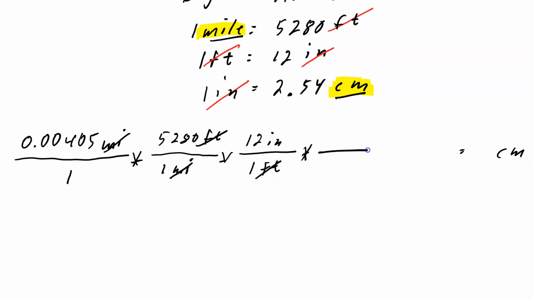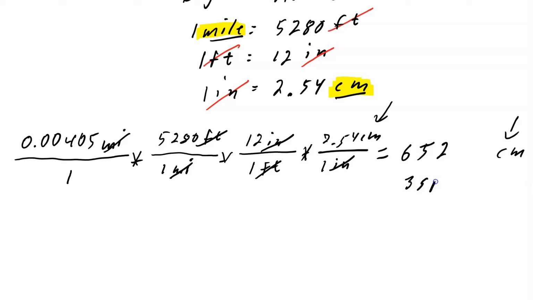And now my last conversion factor, inches to the desired centimeters. I need inches downstairs, 1 inch downstairs, 2.54 centimeters upstairs. Inches cancel. I now have my desired centimeters upstairs alone, which is my unit for my answer. So we're actually okay here. We're now going to turn on our calculator. Here we cannot just move a decimal point. We actually have to use our calculator, and we're going to get a value of 652 centimeters. We've got 3 significant figures on this answer.